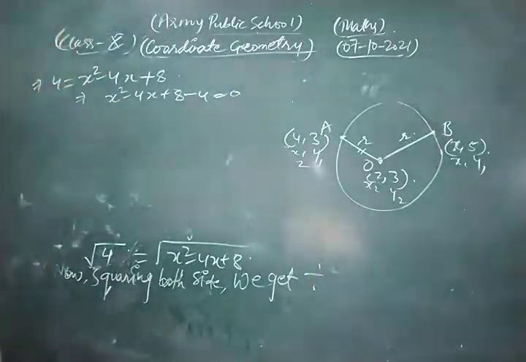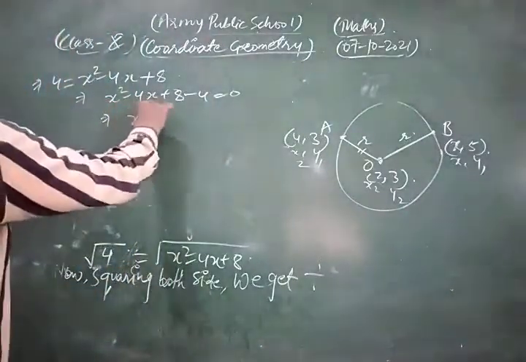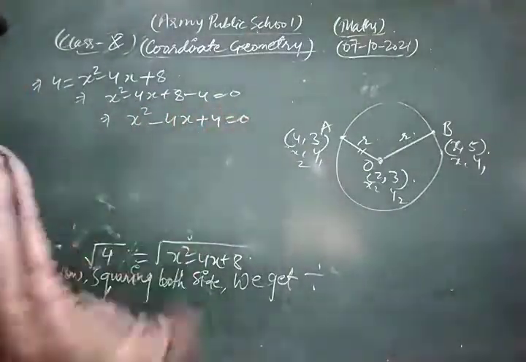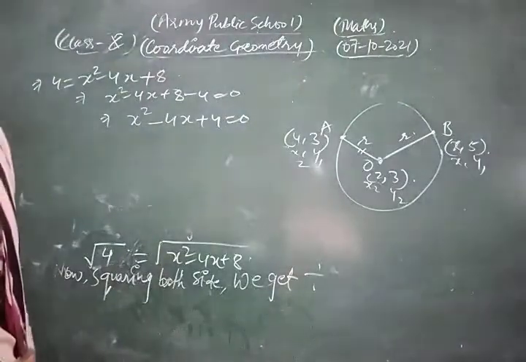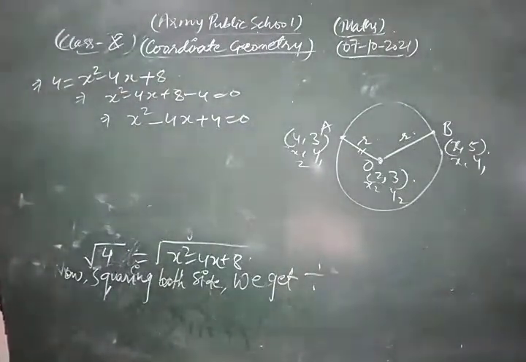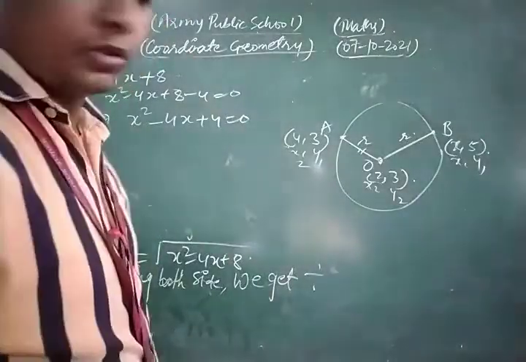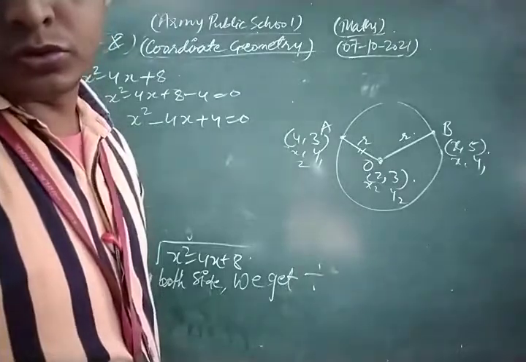Now what do I do? Now we get x square minus 4x plus 4 is equal to 0. Now look, this is (x minus 2) whole square.